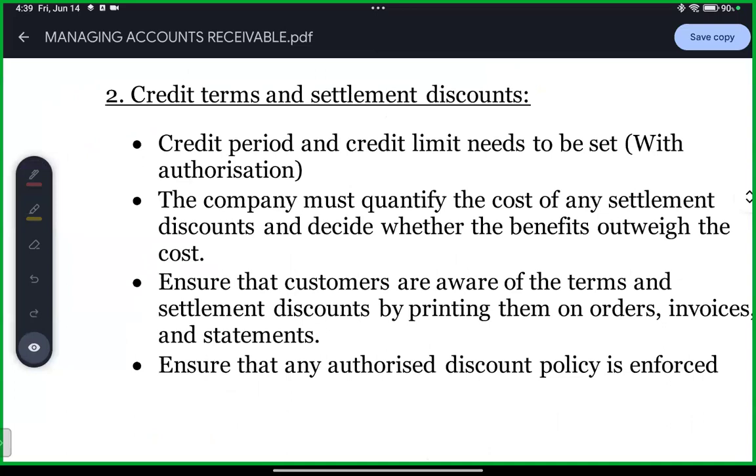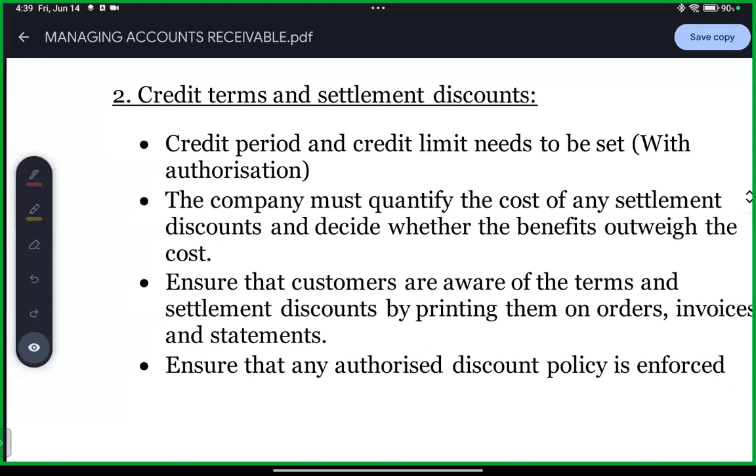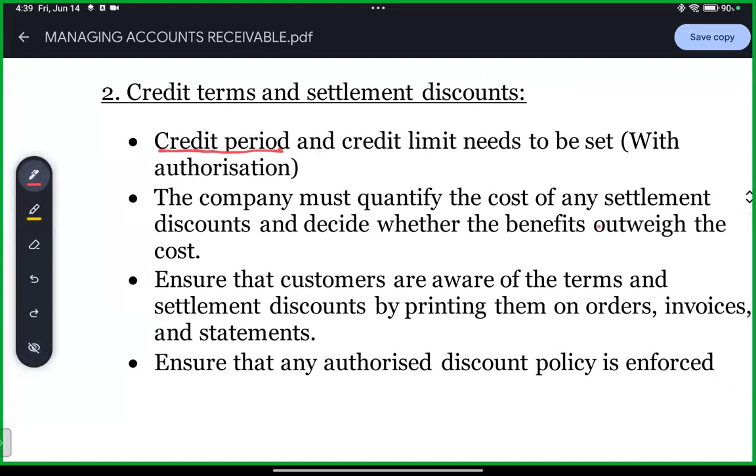Now we have to set the terms and conditions. So that includes setting a credit period. So what is the prescribed number of days that you are planning to provide credit to this customer? So what is the time they will get to make the payment? Is it 10 days, 30 days, 60 days, or 90 days? And this varies from customer to customer.